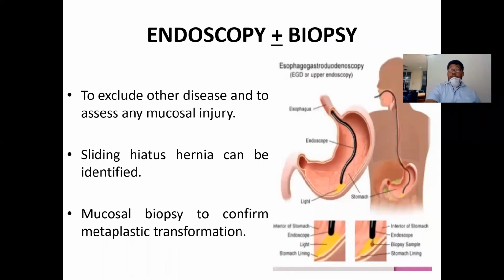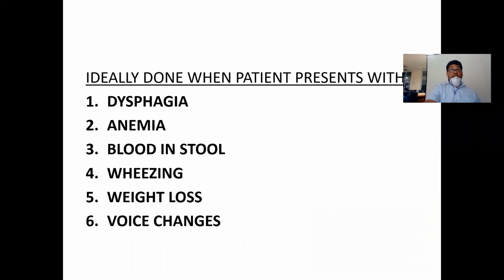We can go for endoscopy plus minus biopsy. This is done to exclude other diseases and to assess any mucosal injury. Sliding hiatus hernia can be identified if present, or mucosal biopsy can be taken to confirm any metaplastic transformation. Ideally, it is done when the patient presents with dysphagia, anemia, blood in stool, wheezing, weight loss, or voice changes. In these circumstances, we go for endoscopy.